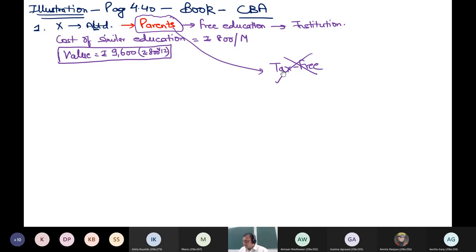So I will see whether it is provided at any other place or in an institution. If it is provided at any other place, then I will not check the cost of education in a similar institution. This you should remember. I hope this slide is visible. First of all, I will see, is it tax-free or not? I got the point that no, it is not tax-free. Then I checked whether it is an institution or not. I got the answer, yes, it is an institution. And if this is the case, the answer is the cost of education in a similar institution, which is 800 per month times 12, 9,600.